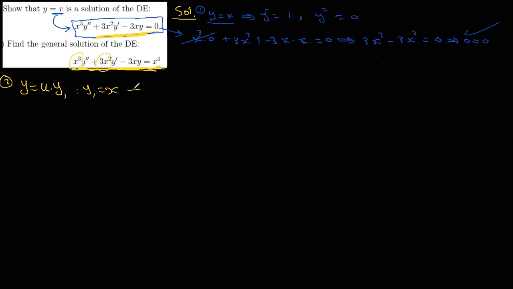So now what I'm going to do is to write my solution y equal u times my y1, which I found to be x. Now, as usual, if you need to use any substitution to solve a differential equation, you need to find y prime, y double prime, then plug it in your differential equation.